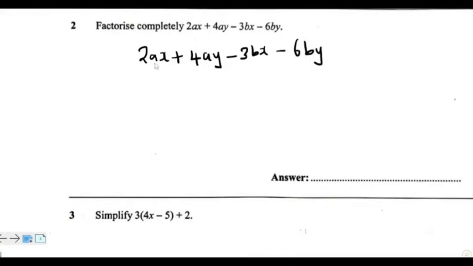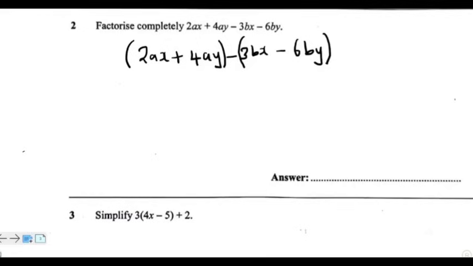Here we have 2ax plus 4ay. You can see a and a are common right here. Then minus 3bx minus 6by. Even here, b and b are common. Sometimes if they are not common, you need to regroup your terms, then you factorize. In this case, our terms are common, so we are just going to separate them with brackets like this.